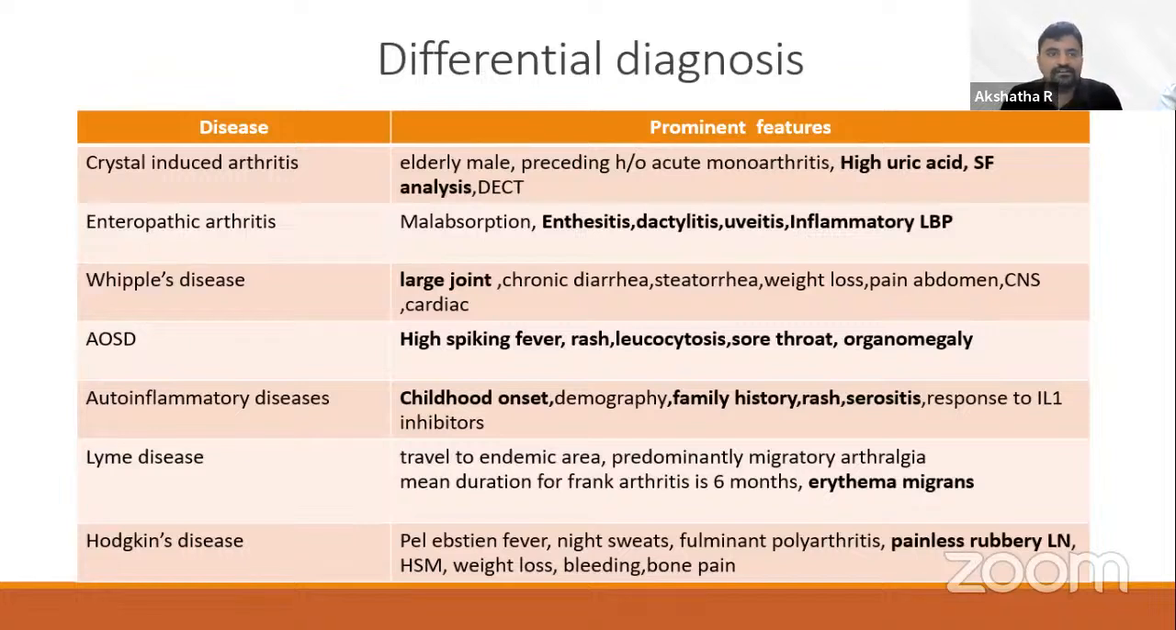Other differentials could be enteropathic arthritis secondary to IBD, wherein you have enthesitis, dactylitis, uveitis, or inflammatory back pain. Other differentials which we took were adult-onset Still disease, Lyme disease, where you have erythema migrans skin lesions, and Hodgkin's disease, where you have painless rubbery lymph nodes. And you usually have a fulminant polyarthritis with weight loss, bony pain, and bleeding manifestation.